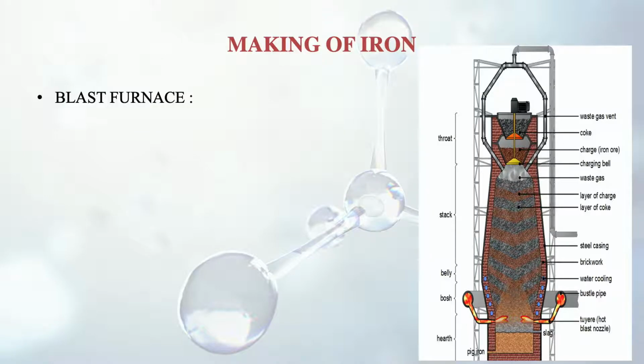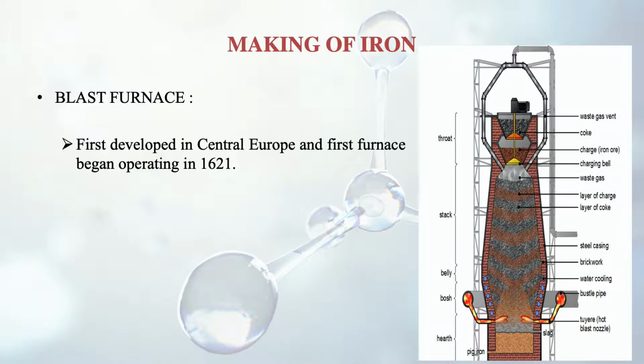So now we discuss how this process happens, how the iron ore is processed, and we finally get pure iron. So this process actually happens in the blast furnace. So this is the blast furnace, you can see in the picture. And it was first developed in Central Europe, and the first furnace began operation, commissioned in 1621.